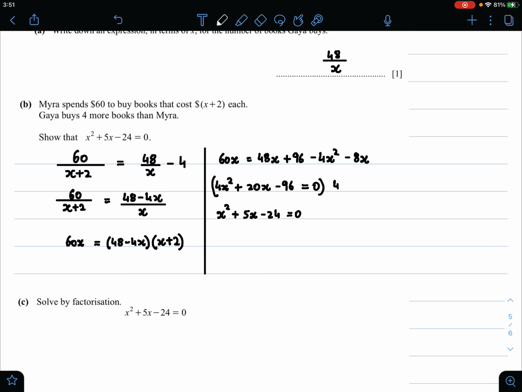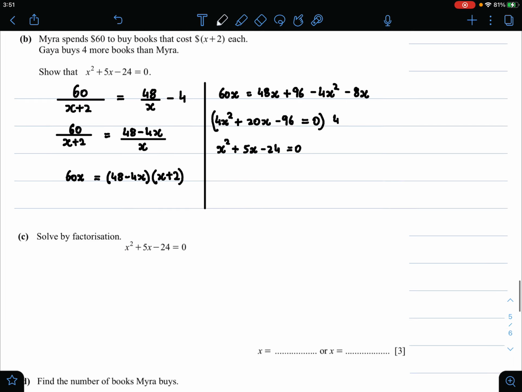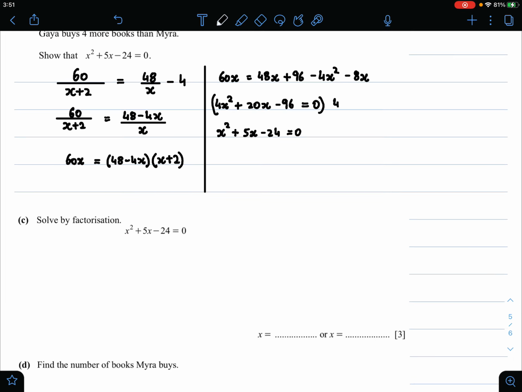Now they have asked us to factorize the equation that we just found. So to do this, we need to find two numbers that will give us a product of negative 24 and a sum of positive 5. So that would be positive 8 and negative 3 in this case. So x square minus 3x plus 8x minus 24 is equal to 0.